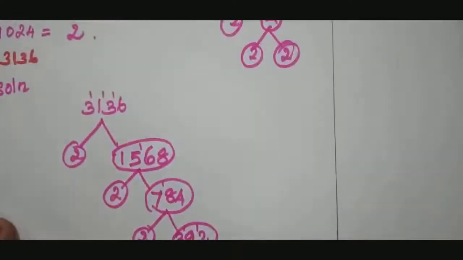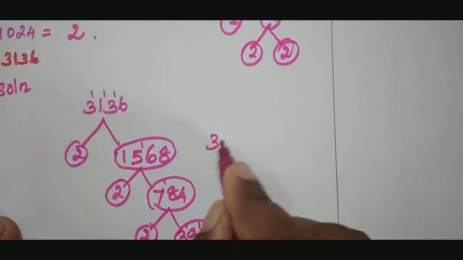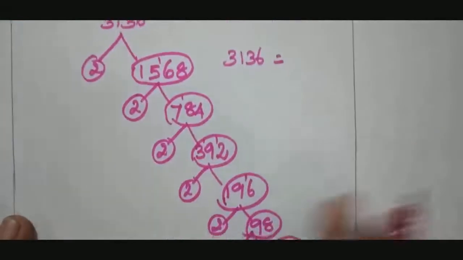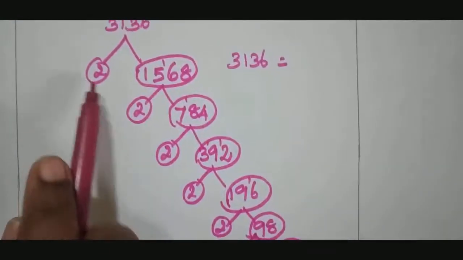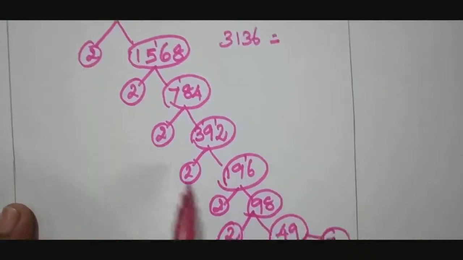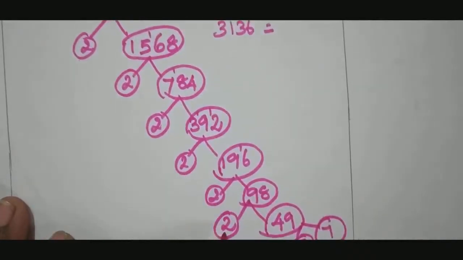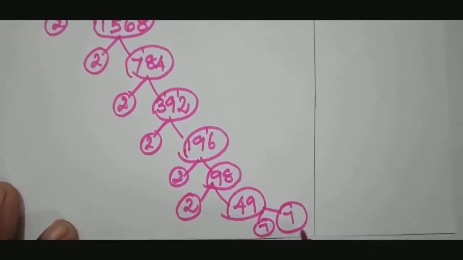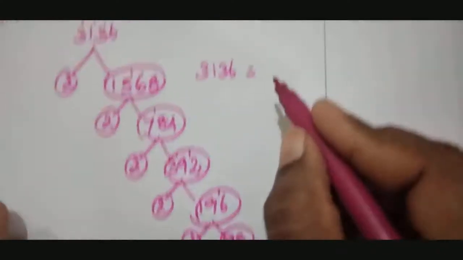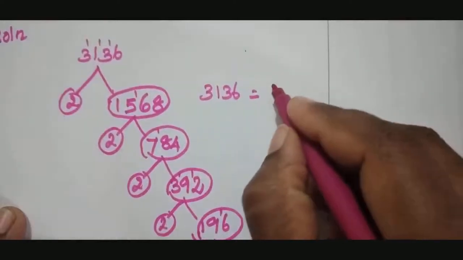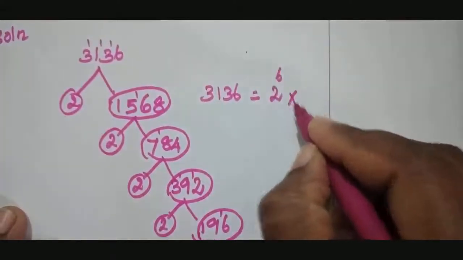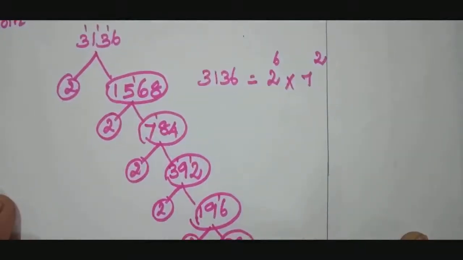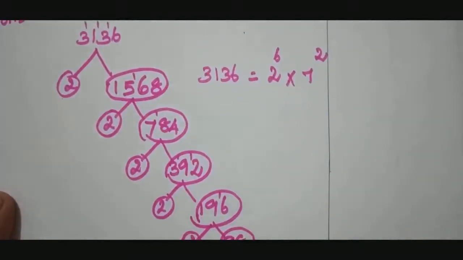So the factors of 3136 is equal to 1 2 3 4 5 6, 6 times of 2 and 2 times of 7. 2 power 6 into 7 power 2. Is it clear, children? Yes.